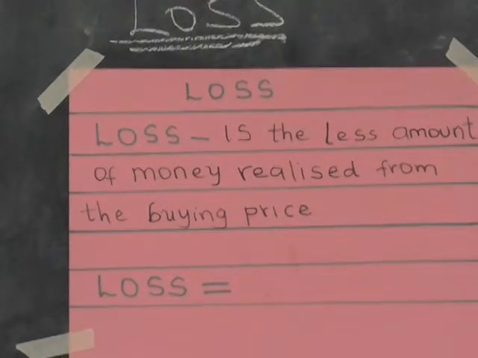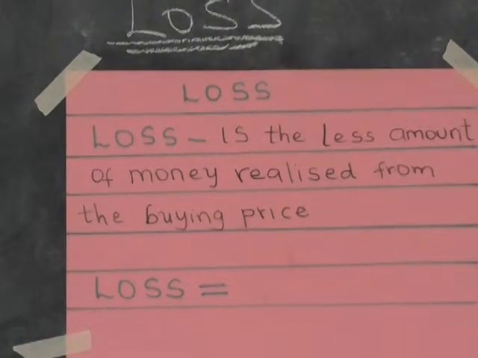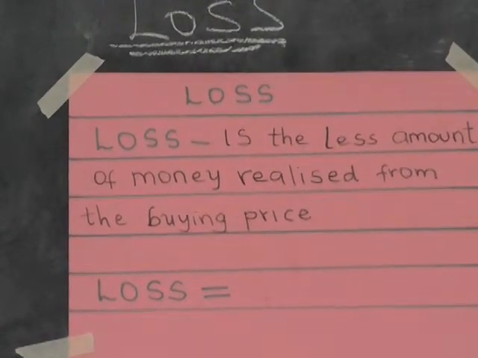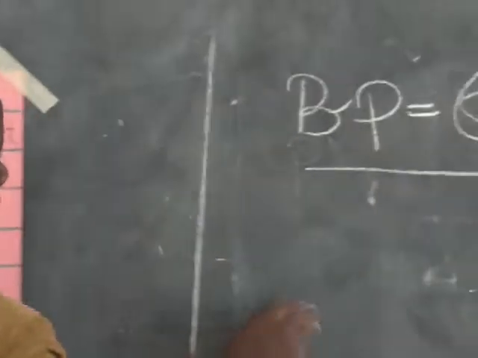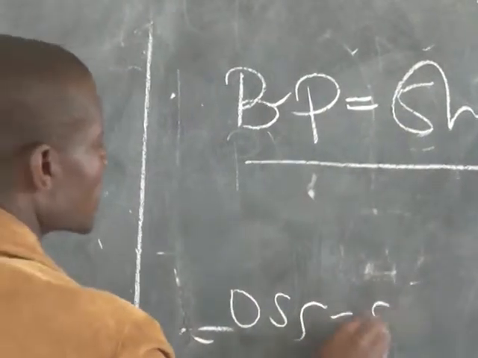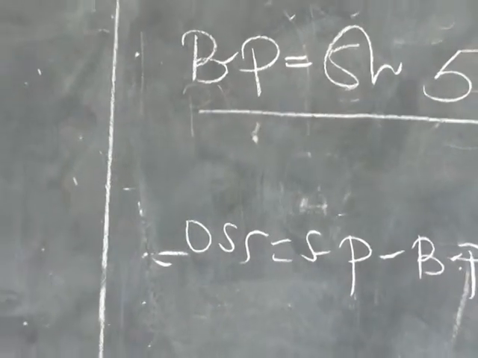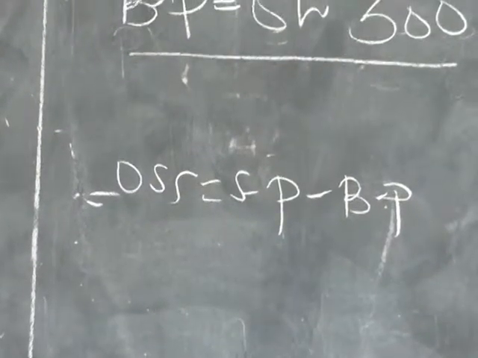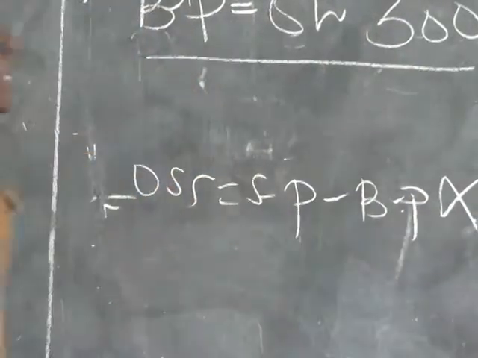Now I want one of you to give me the formula that we can use to calculate loss. Okay? Someone is saying that loss is supposed to be selling price minus buying price. Is that true, class? Good. Somebody is saying that one is wrong, and I support that.